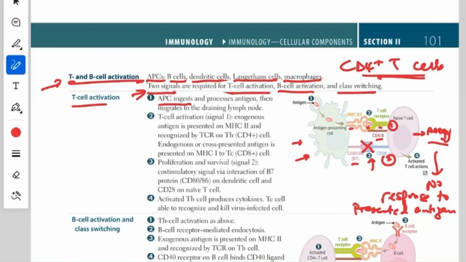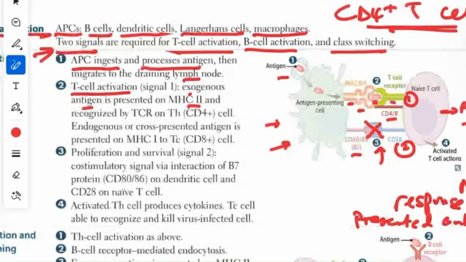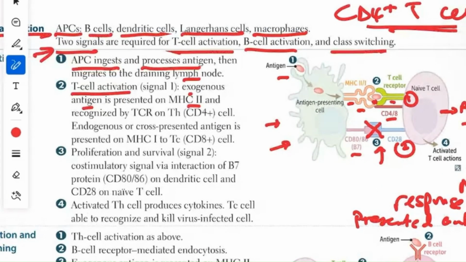So based on what we said, the APC ingests the antigen and processes it, will migrate to the lymph node, as we've seen, and then present it to the T cell, all right? And that's the first signal. So the exogenous antigen represented on MHC2, as we've seen here, on MHC2 is recognized by the T cell receptor on CD4. So this is your T cell receptor, this is your MHC2.